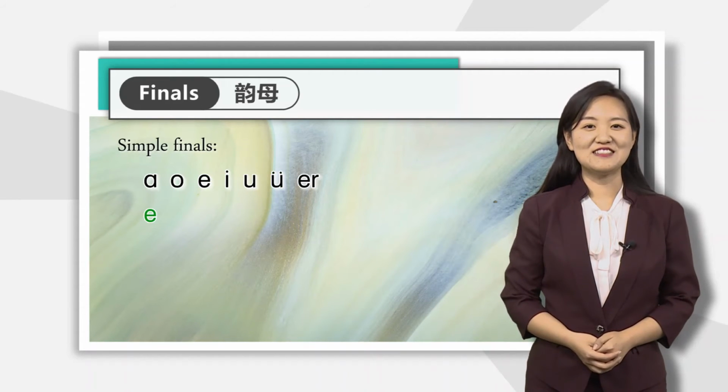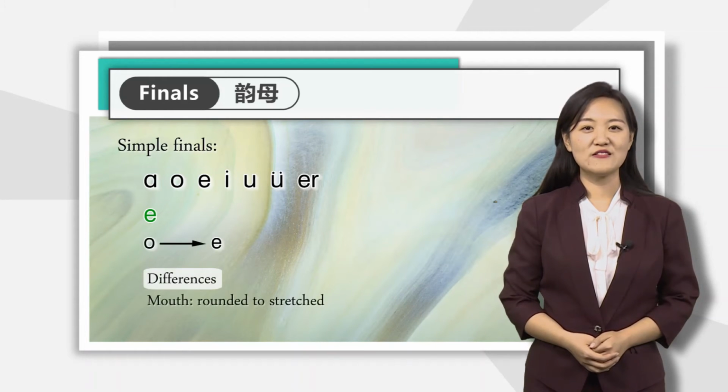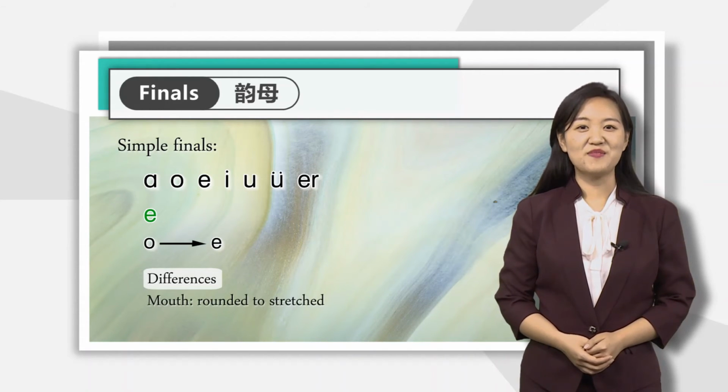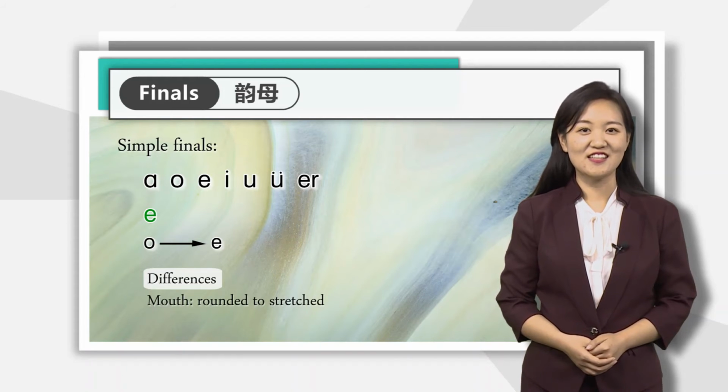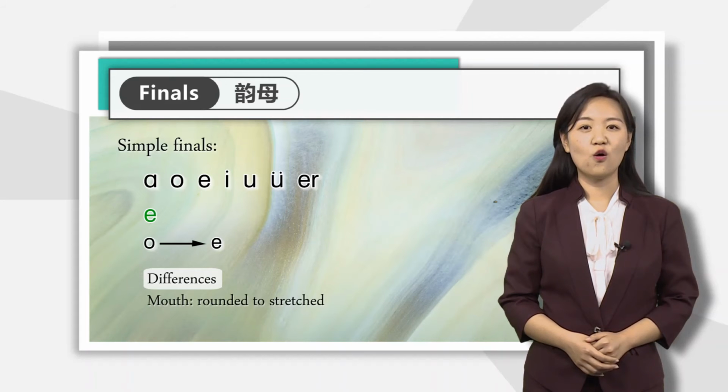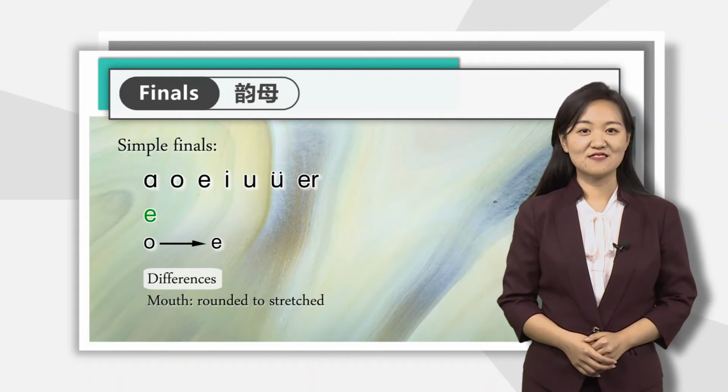Let's do e first. First, please pronounce O sound. O. And then make a smile face, but don't smile too happily, just like me. And then keep your smile face and try to pronounce e with a smile face. Have you got it?